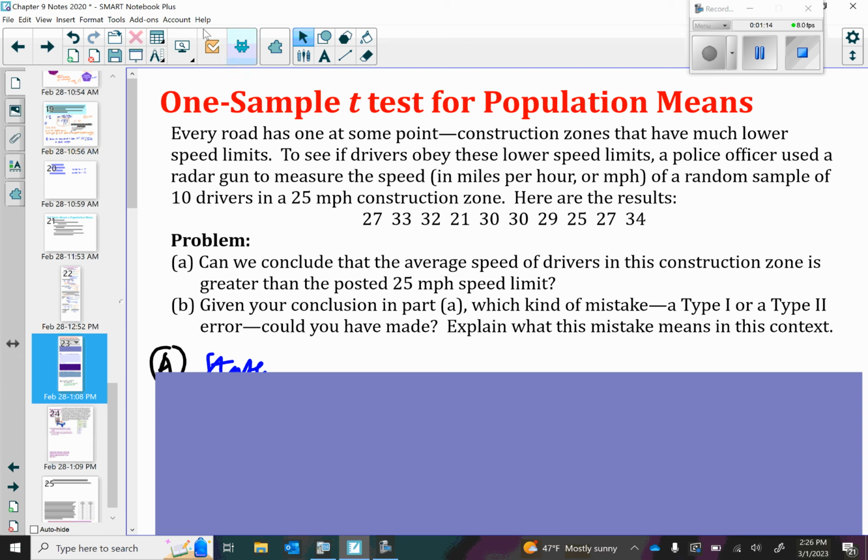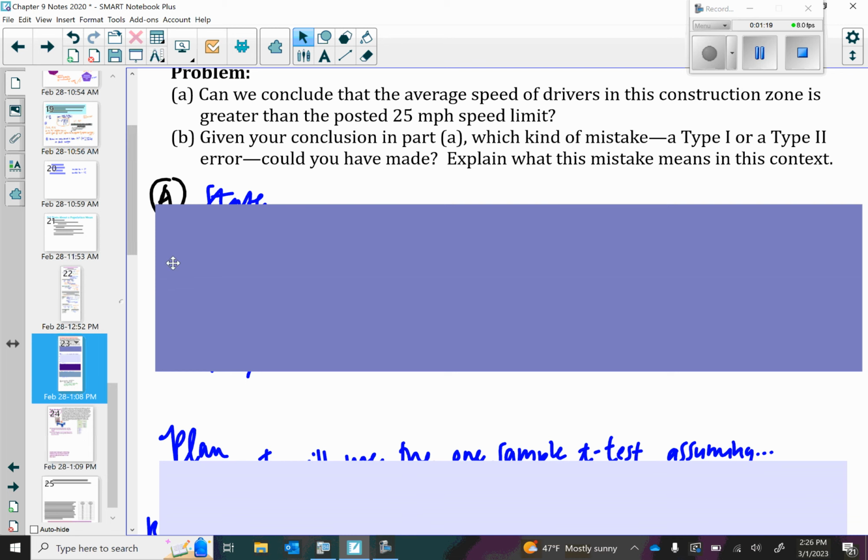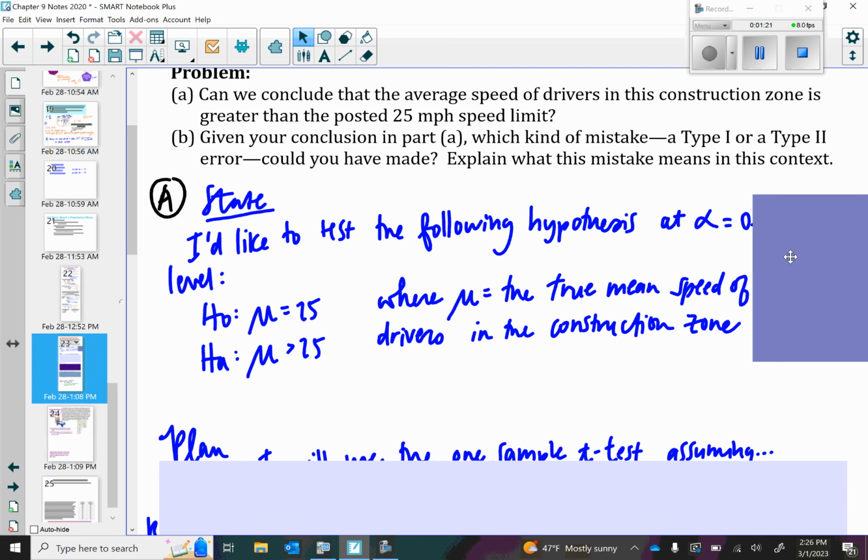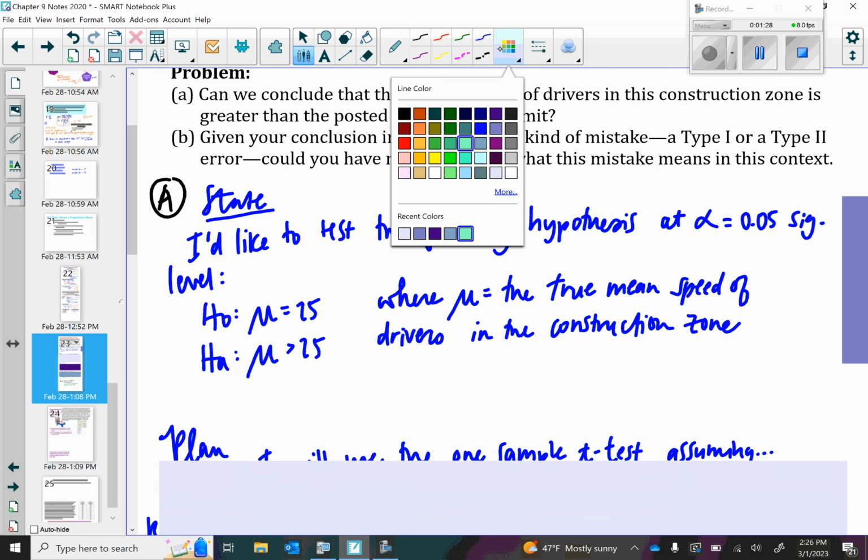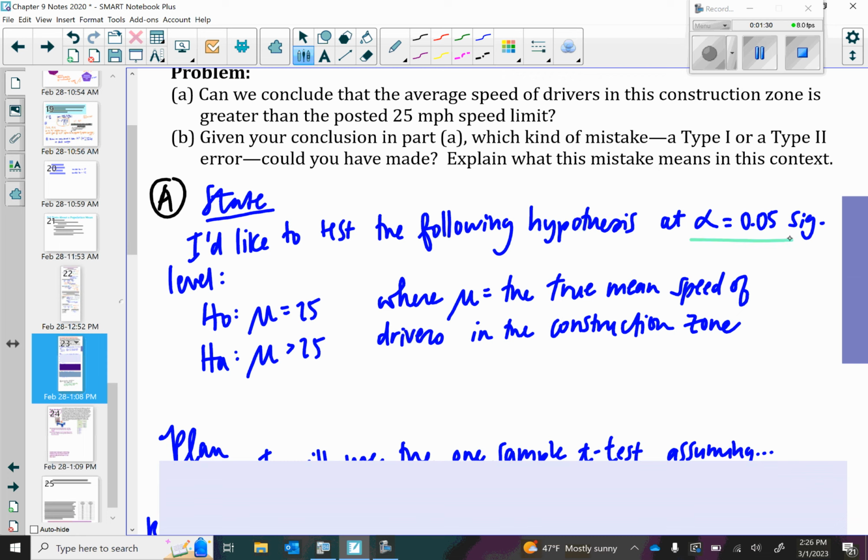So let's look at what we need. Of course, in our state, we are going to tell the reader what we are trying to find. We will test the following hypotheses at a 5% significance level. They did not tell us what significance level, so 5 is a great one to choose. We need our null and our alternate hypothesis. Our null is that drivers are driving the speed limit at 25 miles per hour, and our alternate is that they are speeding. Mu is greater than 25, where mu is the true mean speed of drivers in the construction zone. Notice we are defining our variables.